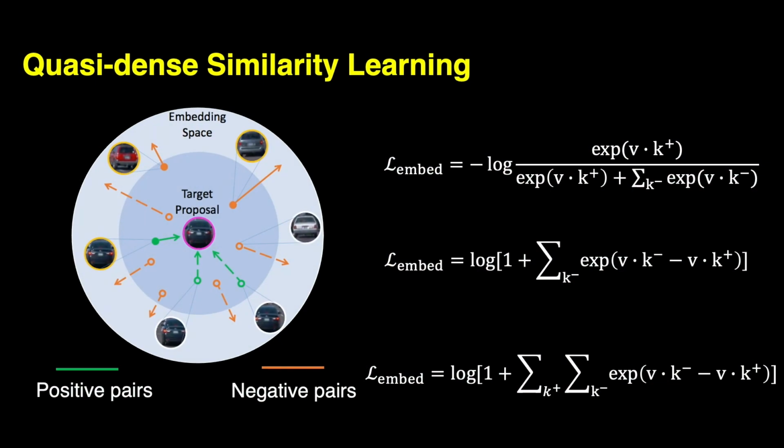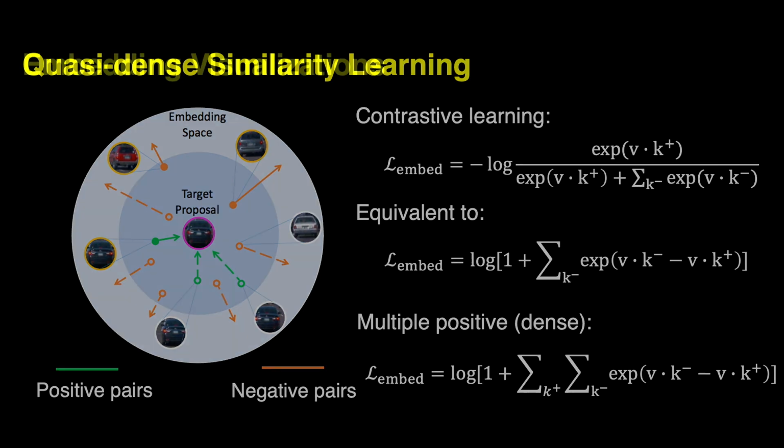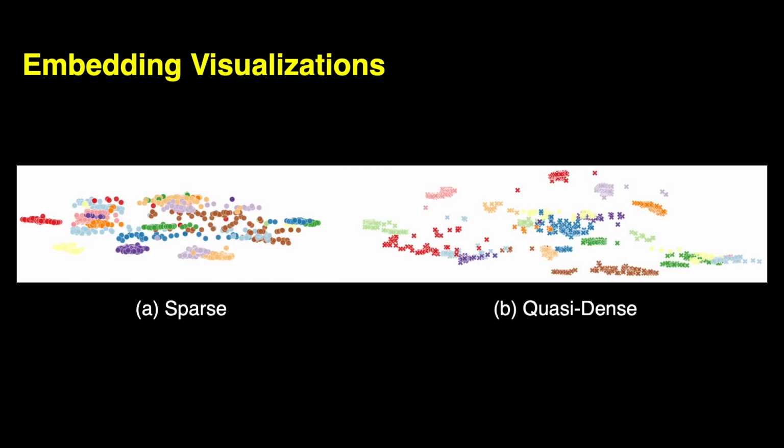As a training sample is matched to more than one positive sample, we extend the contrastive learning to multiple positive forms that makes the training process feasible. In the learning process, the distances between all positive pairs are optimized to decrease while increasing for all negative pairs. We use t-SNE to visualize the embeddings. We observe that it is easier to separate objects in the feature space of quasi-dense matching.